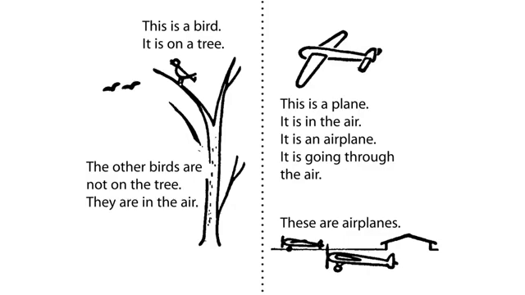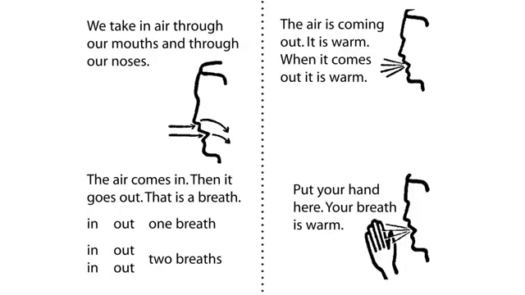This is a bird. It is on a tree. The other birds are not on the tree. They are in the air. This is a plane. It is in the air. It is an airplane. It is going through the air. These are airplanes. We take in air through our mouths and through our noses. The air comes in. Then it goes out. That is a breath. The air is coming out. It is warm. When it comes out, it is warm. Put your hand here. Your breath is warm.